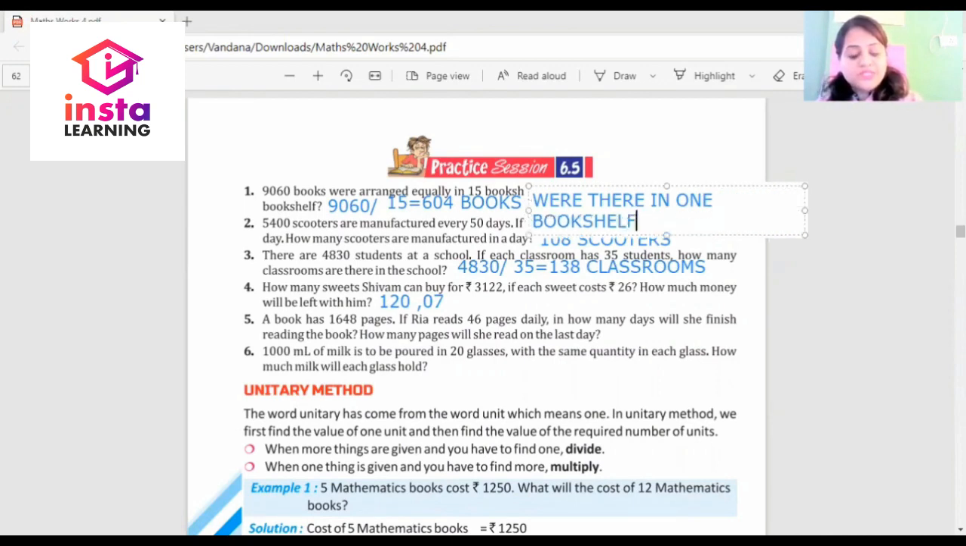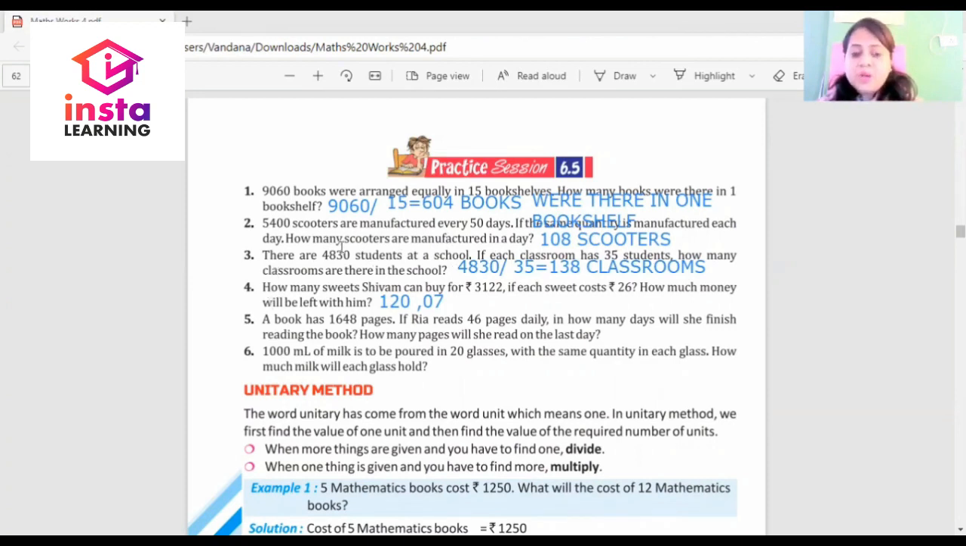Now, students, read this second question. Very interesting. 5,400 scooters are manufactured every 50 days. If the same quantity is manufactured each day, how many scooters are manufactured in a day? So, student, it's your answer 108. If we divide 5400 divided by 50, you will get the answer 108 scooters manufactured each day. How many scooters are manufactured in a day? 108 scooters are manufactured in a day.